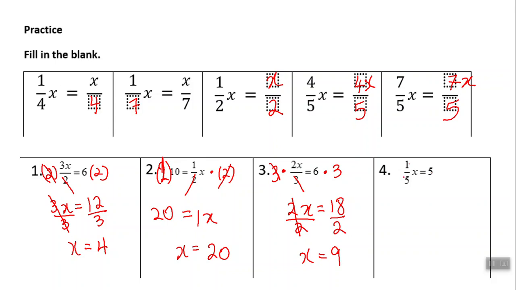1/5 x equals 5. Your denominator is 5. Multiply by 5. 5 by 5 cancels. 1x equals 5 times 5 is 25. So x equals 25. And I just want to emphasize that this shows multiplication. If you just put a dot, that's also multiplication. You can put the dot and put parentheses, that's also multiplication. But you should know all these mean multiplication.